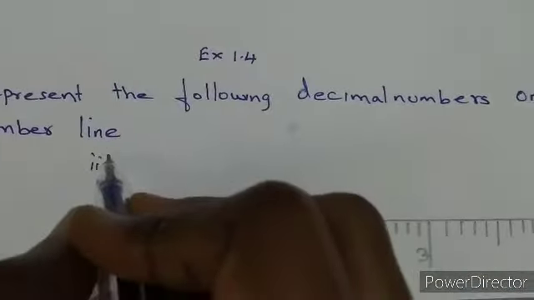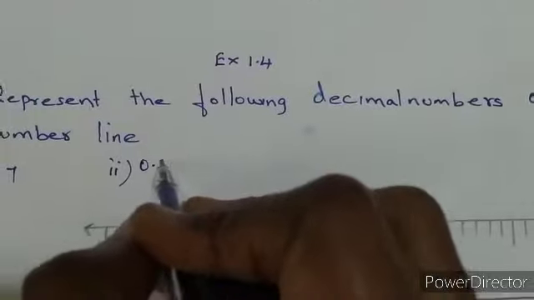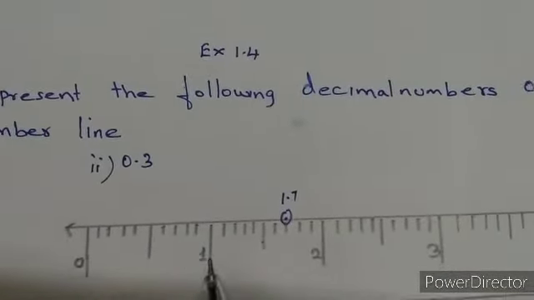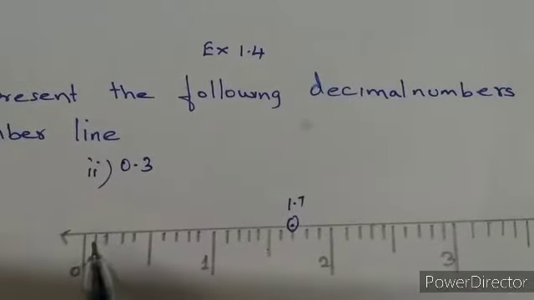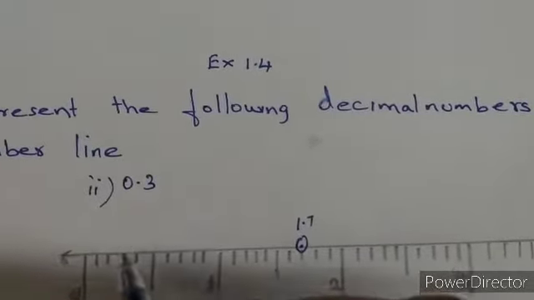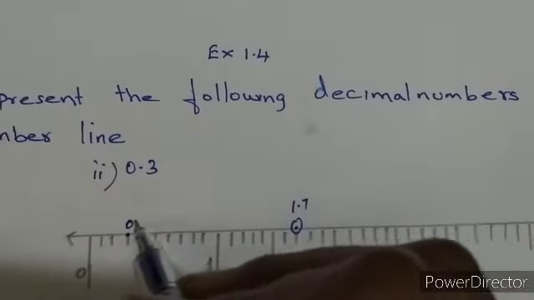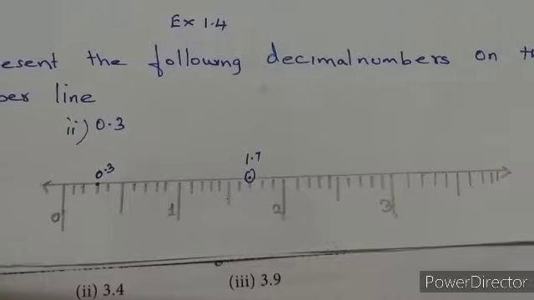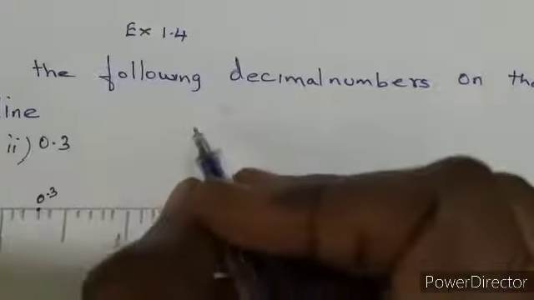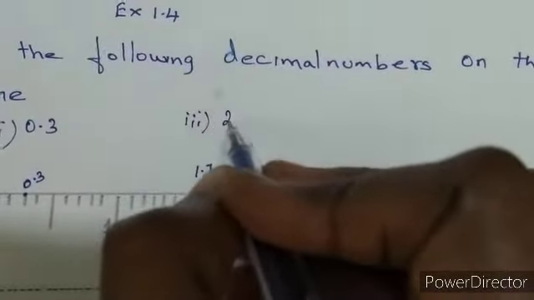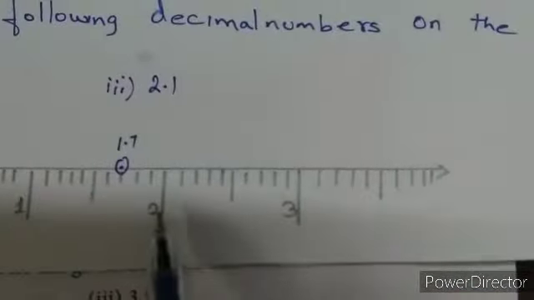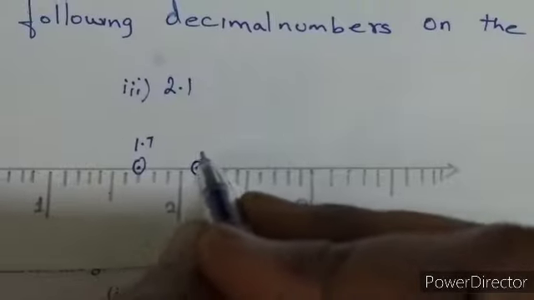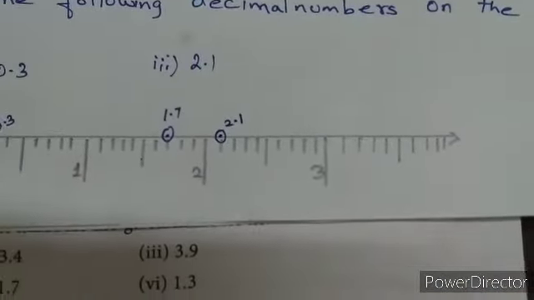The second subdivision is given in the question as 0.3. So in between 0 and 1, 0.1, 0.2 and 0.3. Is it clear, students? How to represent the decimal number on the number line? For example, one more subdivision is given in the question as 2.1. So 2.1, this is the decimal part, 2.1.